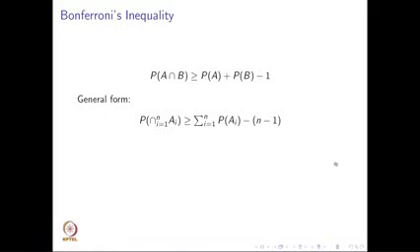Having covered some of the very basics of probability, in the next few slides we look at some rules which allow us to estimate probability values. The first thing we look at is known as Bonferroni's inequality. According to this inequality, probability of A intersection B is greater than or equal to probability of A plus probability of B minus 1. The general form of this inequality is also listed.